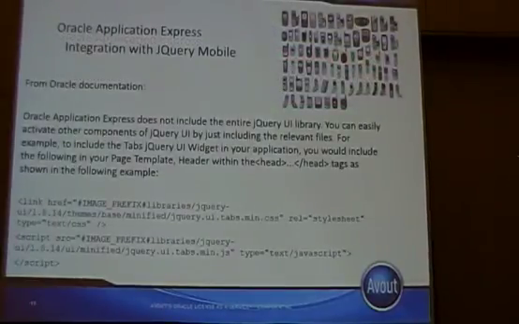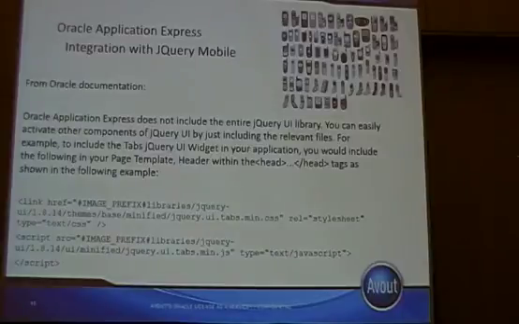So from the Oracle documentation, Oracle Express does not include the entire jQuery UI library. You can easily activate other components of the jQuery UI by including the relevant files. For example, we use the tabs jQuery widget, and this is all documented pretty well inside the Oracle documentation. But again, what Oracle provides for you out of the box with Oracle Application Express 4.2 is probably 80 to 90% of the entire jQuery library. It certainly has all of the fundamental pieces that you're going to need.